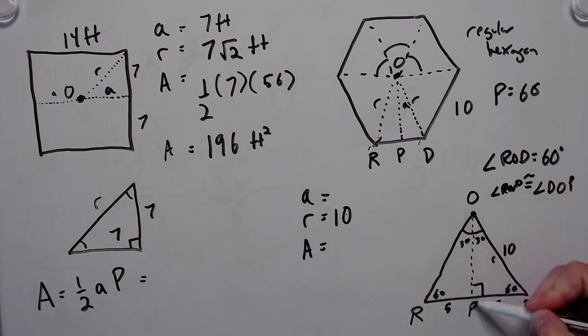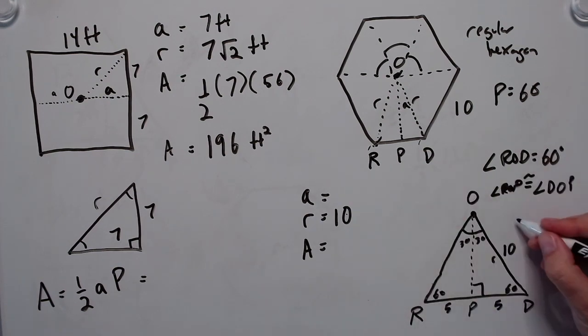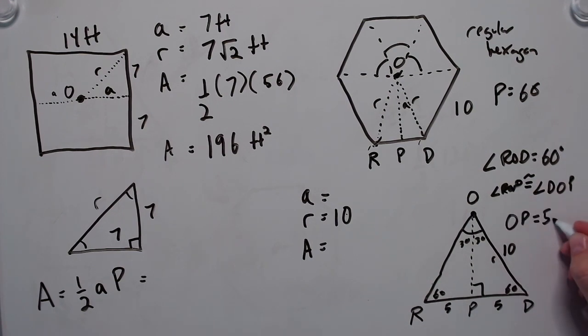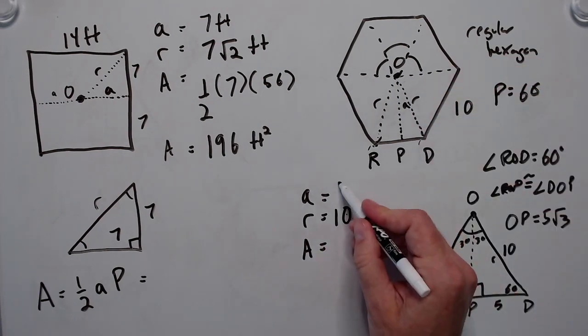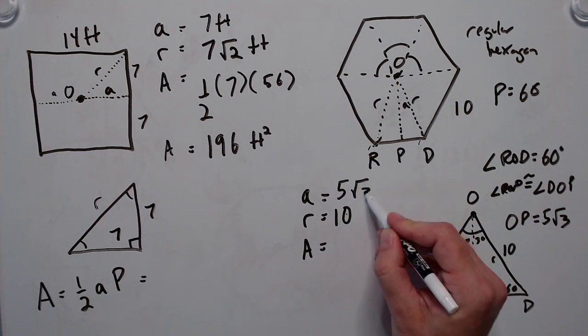So now we can look at this little subsection here. We have a 30, 60, 90 triangle here. So from our previous lessons, we learned that this part of the triangle will be root 3 times the shorter leg. So OP, I'm going to see if I can squeeze this in somewhere over here, OP will be equal to 5 root 3. The shorter side times root 3. So this section here, well, that's the apothem we were looking for. So we know that the apothem is 5 root 3.